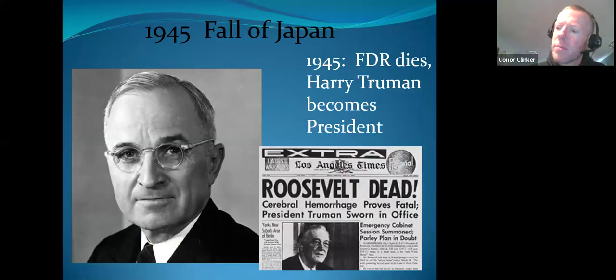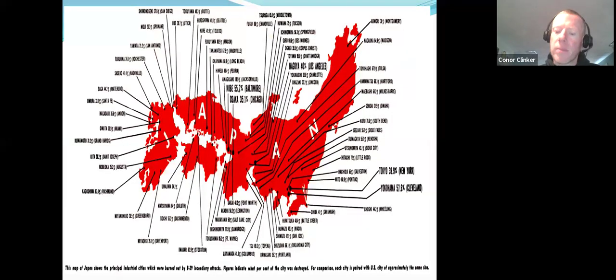During these events, Roosevelt dies, Harry Truman becomes the president, and Truman is responsible for making the decisions involving the atomic bomb. I'm sure you've all heard of the atomic bomb. What you may not be as aware of is what you see on this map, which is a total of 67 cities, every major city in Japan. Every major city in Japan was destroyed by regular bombs before the atomic bombs were used. Okay? And this is very often left out of the story.